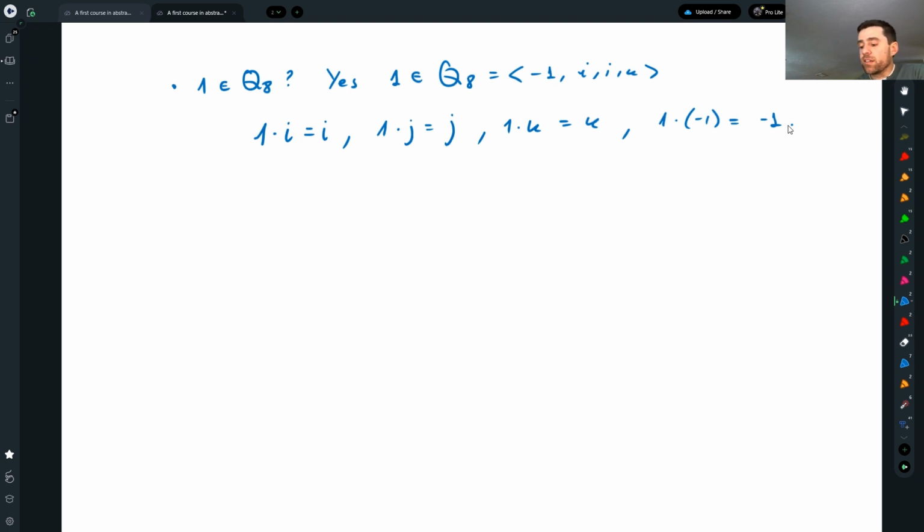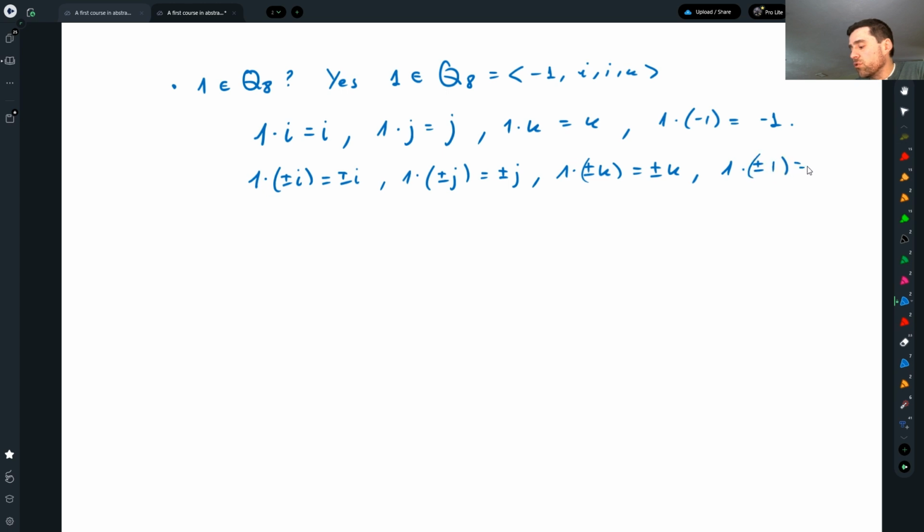1 behaves as the identity. In fact, I could have written 1 times any plus or minus I is plus or minus I, 1 times plus or minus J is plus or minus J, 1 times plus or minus K is plus or minus K, and 1 times plus or minus 1 is plus or minus 1. So 1 is the neutral element with respect to multiplication.